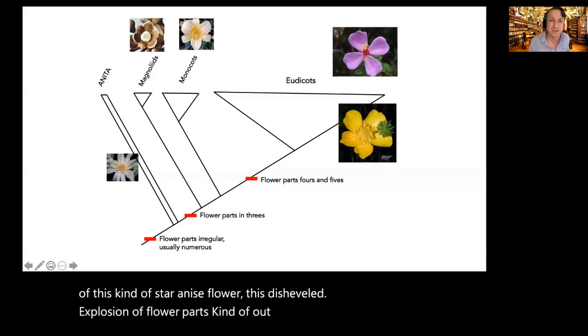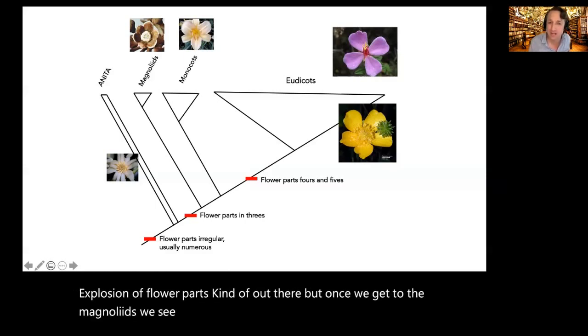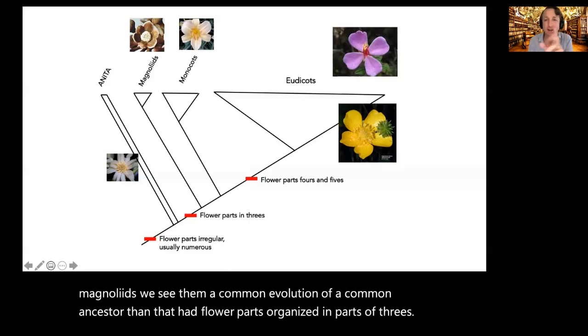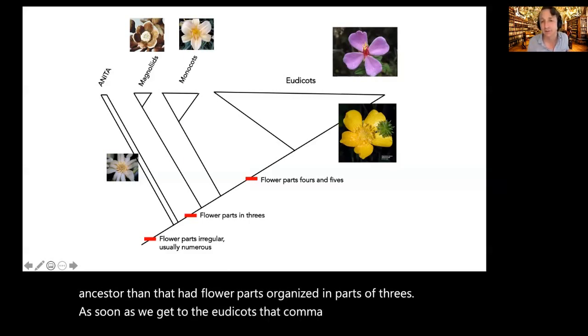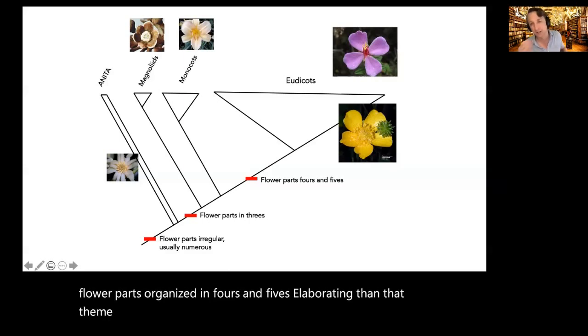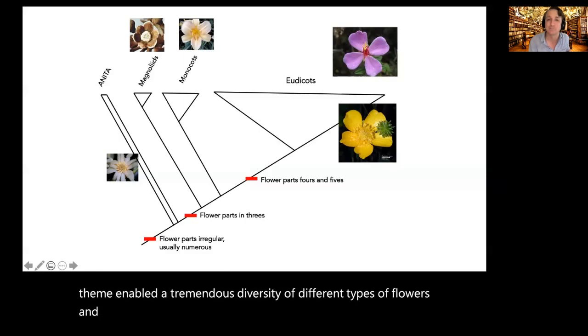But once we get to the magnoliids, we see a common ancestor that had flower parts organized in parts of 3s. As soon as we get to the eudicots, that common ancestor had flower parts organized in 4s and 5s. Elaborating that theme enabled a tremendous diversity of different types of flowers. And we'll see that in a little bit.